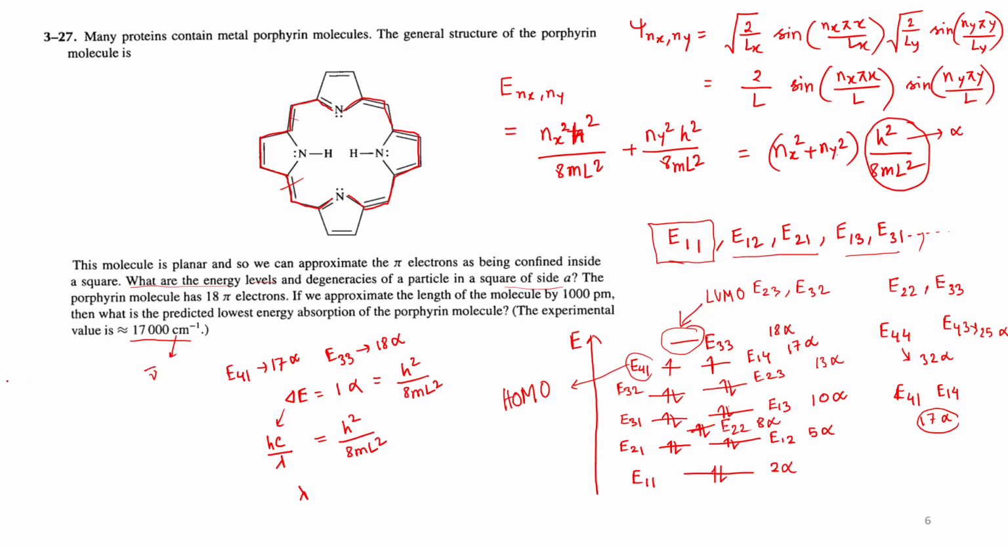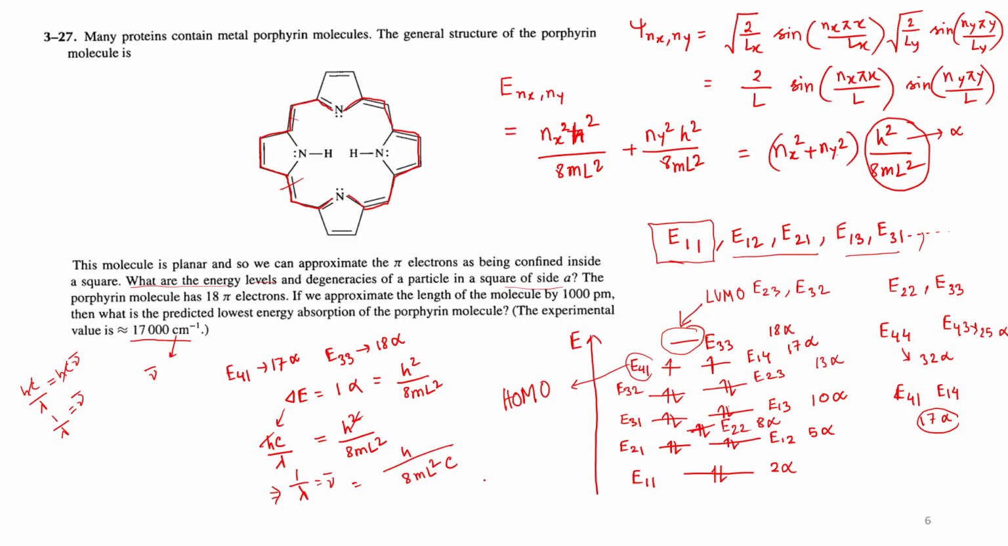Okay. So I generally remember it like that, that hc by lambda is also, we can write hc nu bar. So 1 by lambda is your nu bar, right? So you need to calculate what is your 1 by lambda or nu bar. That would be h by 8 m L square c. Okay. It would be something like this, and let us calculate.